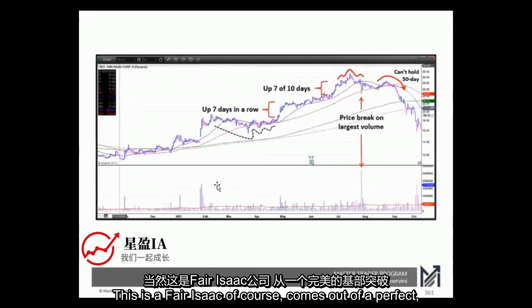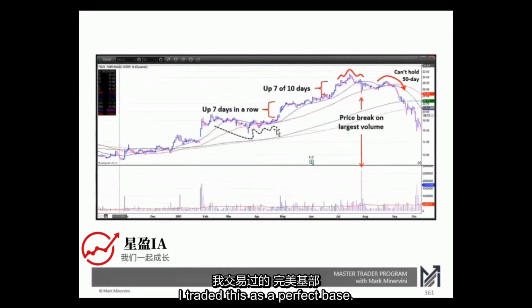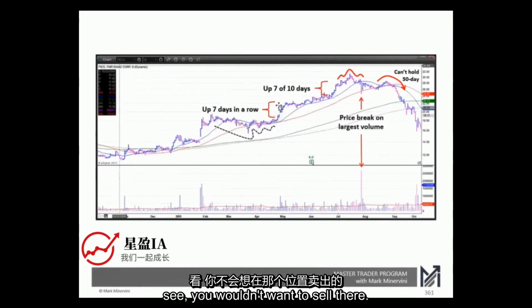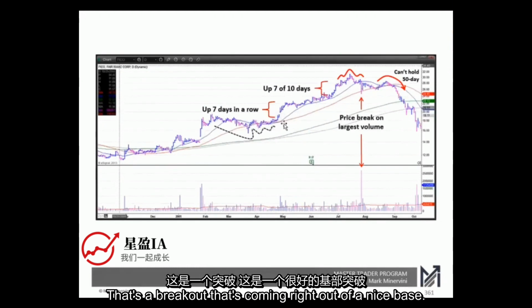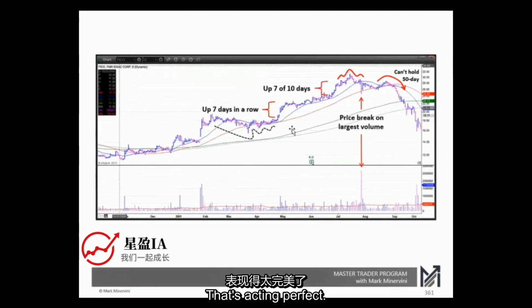All right, here's another one. This is Fair Isaac, of course. It comes out of a perfect base. I traded this. I remember this one well. Look how nice this VCP is. Now, see, right off the hop, 7 days in a row up. So you wouldn't want to sell there. That's a breakout. That's coming right out of a nice base. 7 out of 10 days up. That's acting perfect. That's exactly what I want to see.